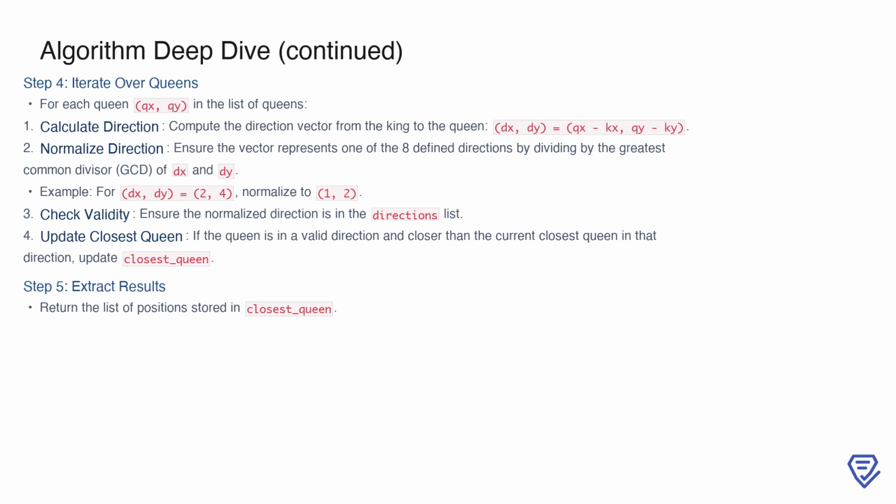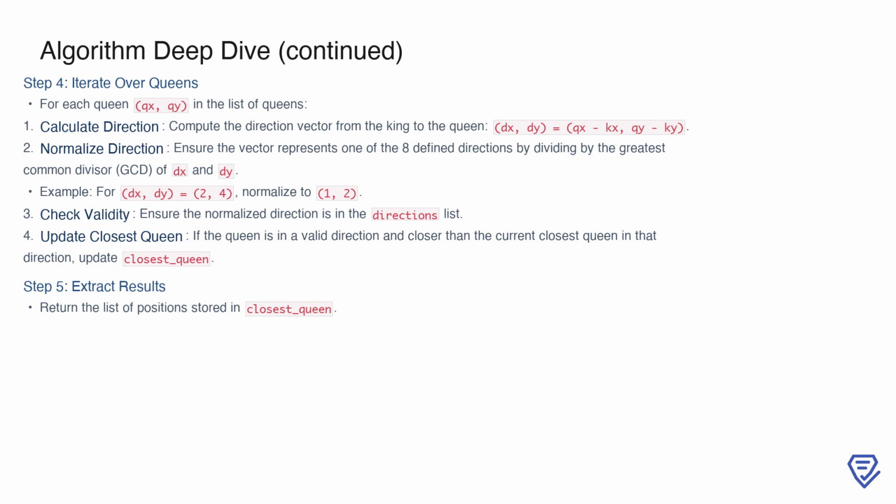For each queen at position (qx, qy), we start by calculating the direction vector from the king to the queen. This is done by subtracting the king's coordinates from the queen's coordinates, resulting in dx, dy equals qx minus kx, qy minus ky. To ensure this direction matches one of the predefined attack vectors, we normalize it by dividing dx, dy by their greatest common divisor, or GCD. For example, if dx, dy equals (2, 4), the normalized direction becomes (1, 2).